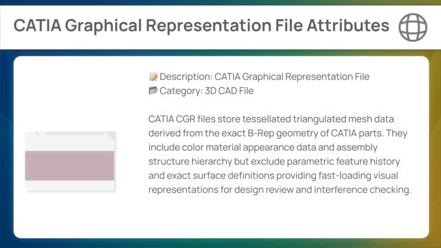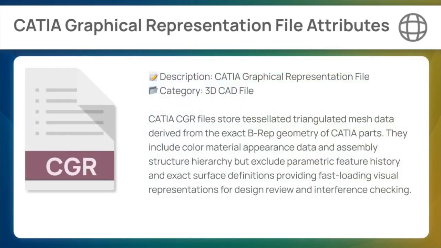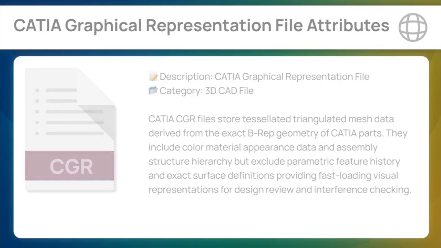CATIA CGR files store tessellated triangulated mesh data derived from the exact B-rep geometry of CATIA parts. They include color, material, appearance data, and assembly structure hierarchy, but exclude parametric feature history and exact surface definitions, providing fast-loading visual representations for design review and interference checking.